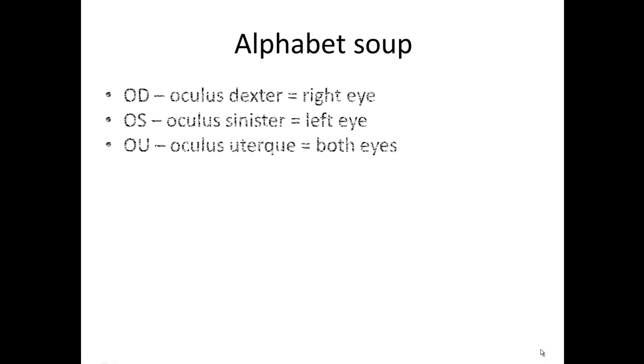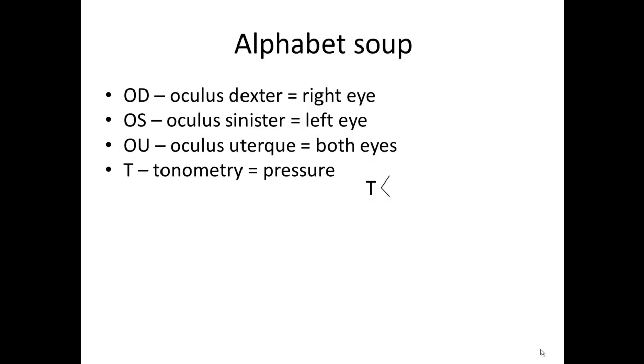Thought I'd start off with alphabet soup. So you'll see all sorts of abbreviations in ophthalmology, and they can be confusing. So OD is oculus dexter, which means right eye. OS is oculus sinister, which is the left eye or evil eye. And OU is both eyes. You might see a T, which stands for tonometry, which is pressure. Sometimes you'll see a symbol that looks like this, a little T with this little arrow-looking thing, and basically you write the pressure of the right eye up here, and then the pressure of the left eye down here.